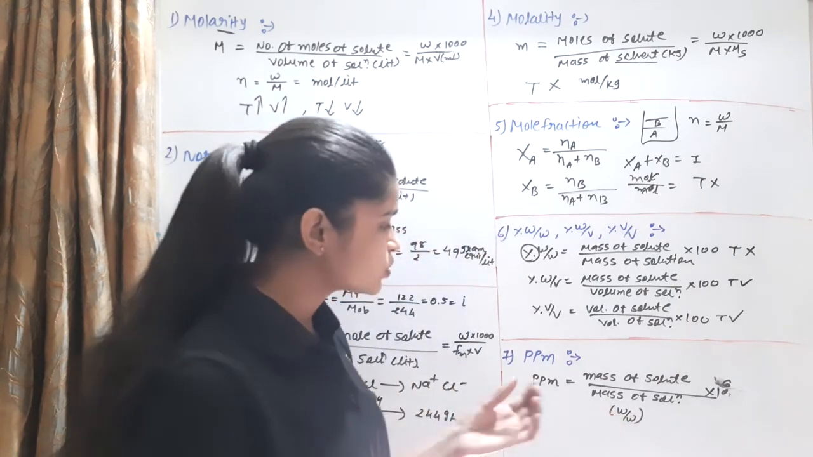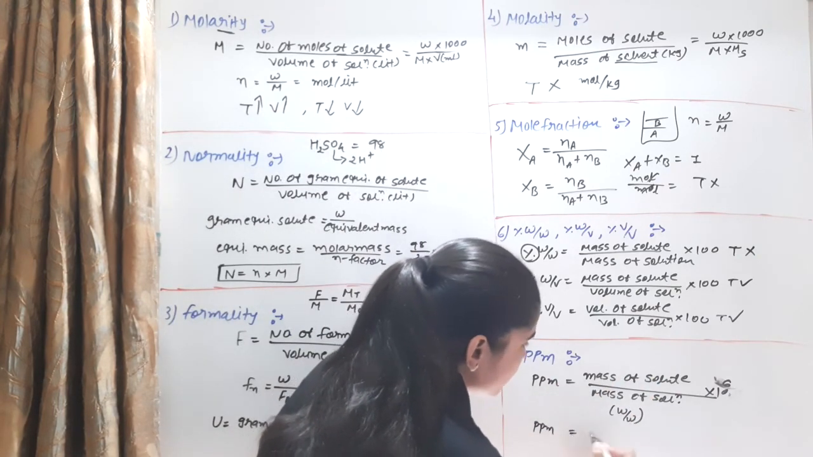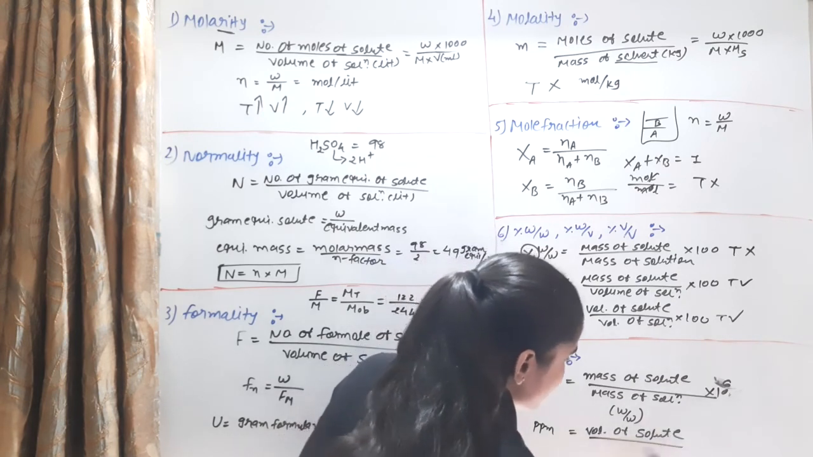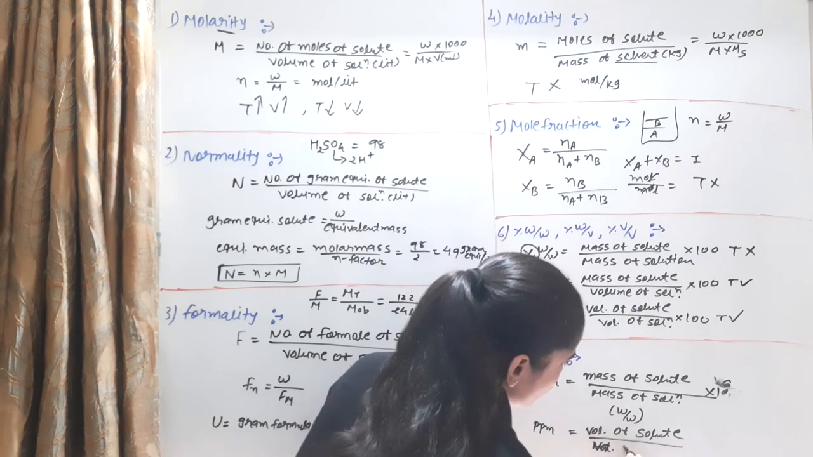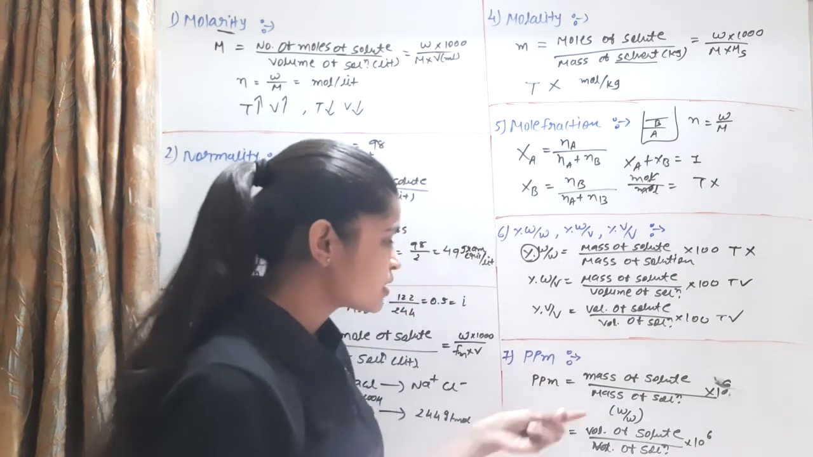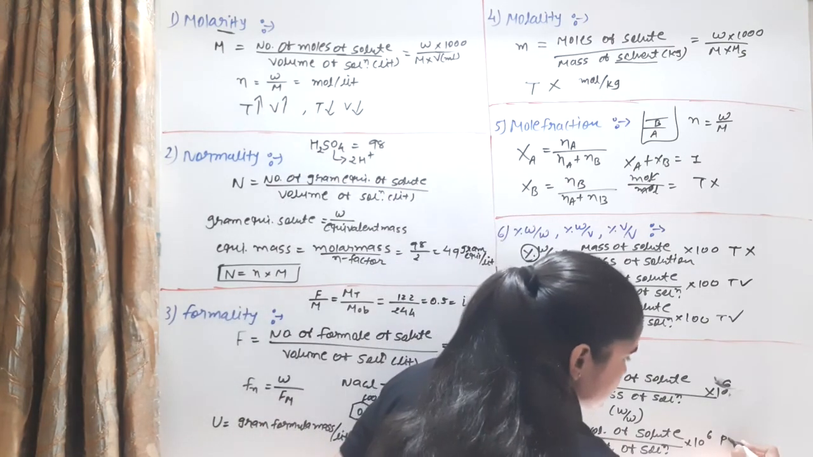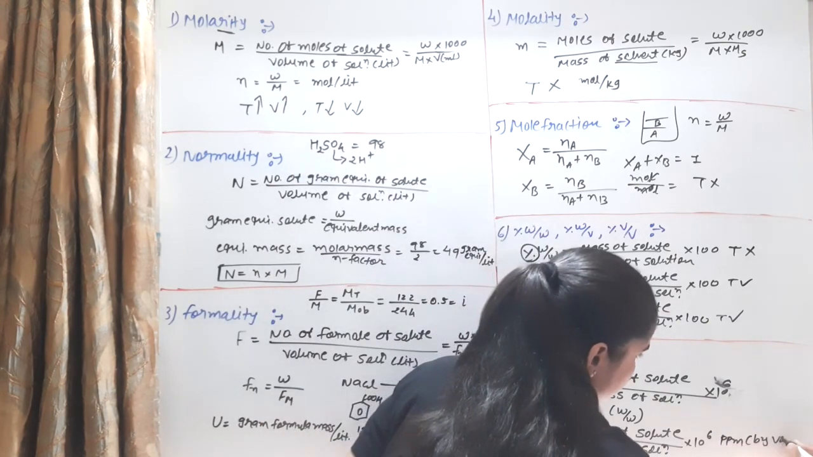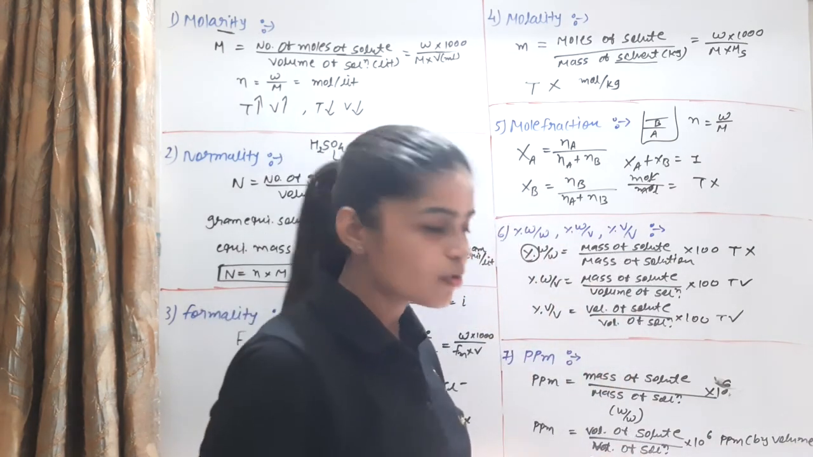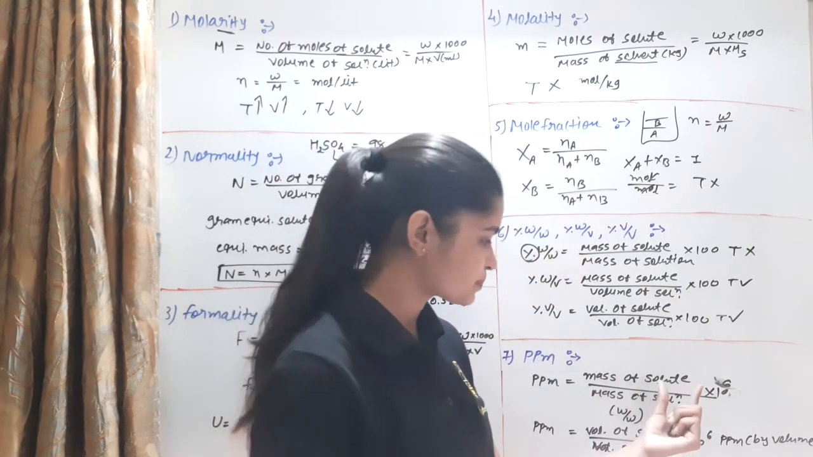Next we find the ppm by volume. So this is ppm by volume, that is the volume of solute divided by the volume of solution, multiplied with 10 raised to 6. So first is ppm by mass and second is parts per million by volume. Here volume is used in both, so this is known as ppm by volume, and the other is known as ppm by mass.